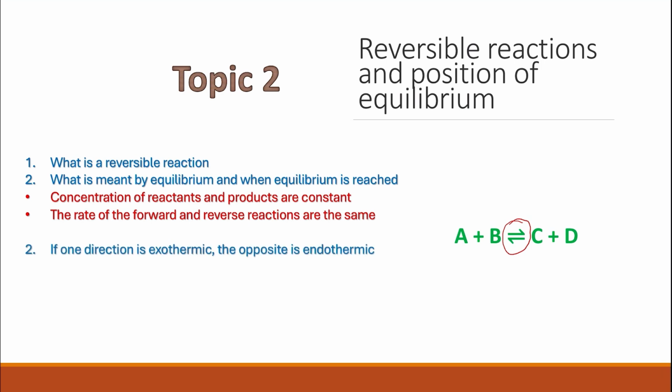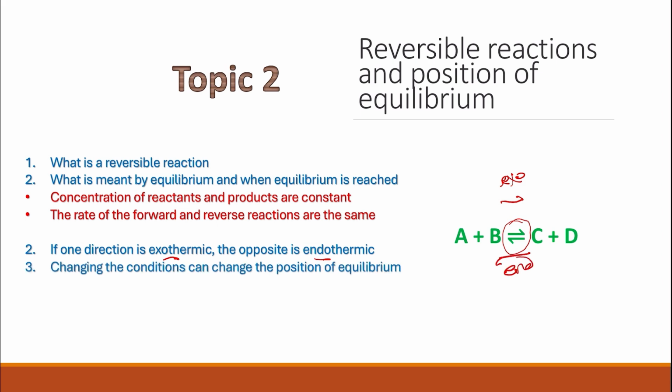You should know that if one direction of a reversible reaction is exothermic, the opposite is endothermic. So if the forward reaction is exothermic, then the reverse will be endothermic. And you should know that changing the condition could change the position of equilibrium either towards the reactants or towards the products.